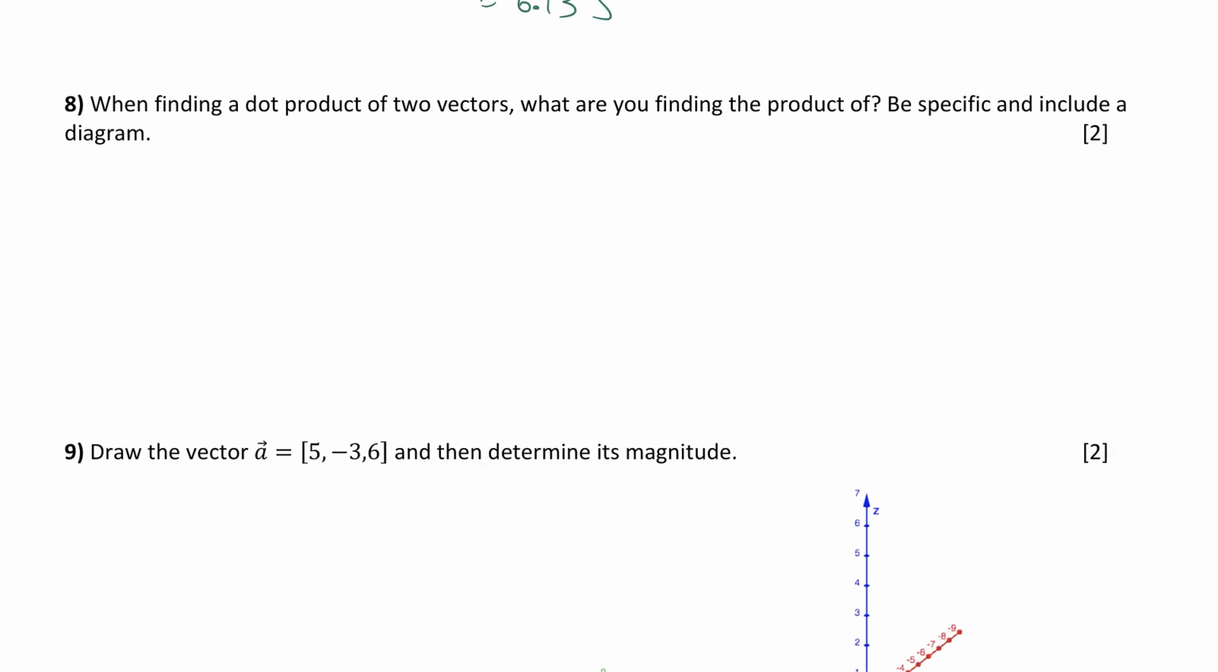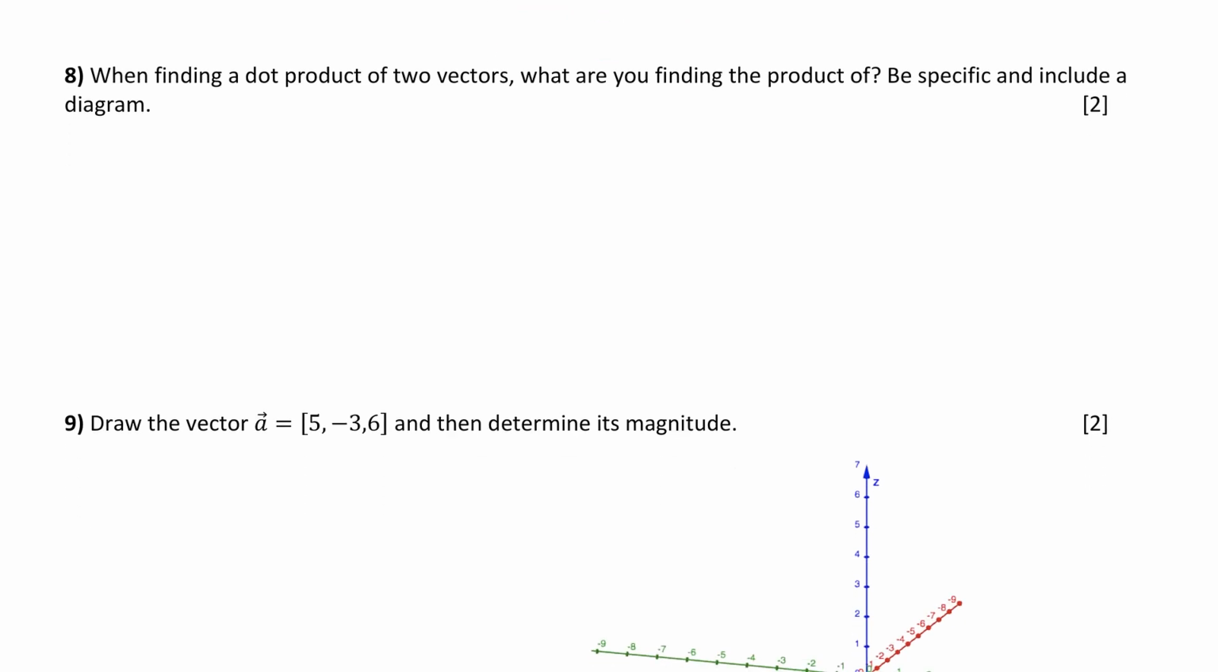And almost at the end of the test, number 8 says, when finding a dot product of two vectors, what are you finding the product of? Be specific and include a diagram. So if I'm doing A dot B, let me draw a vector A and a vector B. If I'm finding the dot product of those two vectors, what I'm finding the product of is two things. I'm finding the product of the magnitude of one of those two vectors. We could pick either one.